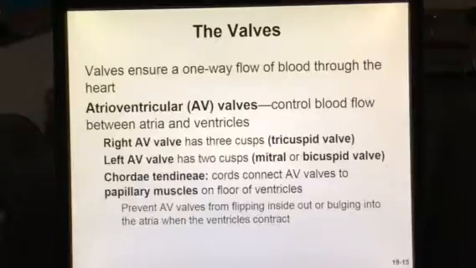What helps these cusps actually move are chordae tendineae. They are little cords that connect the AV valves to the actual muscles on the floor of the ventricles. I kind of feel like it's maybe the ventricle wall a little bit more. But there are papillary muscles that are contracting, and when they contract, the chordae tendineae pull those cusps or flaps, controlling the opening and closing of the valves. This process helps prevent the valves from flipping inside out or bulging into the atria when the ventricles contract. It is a very controlled motion.